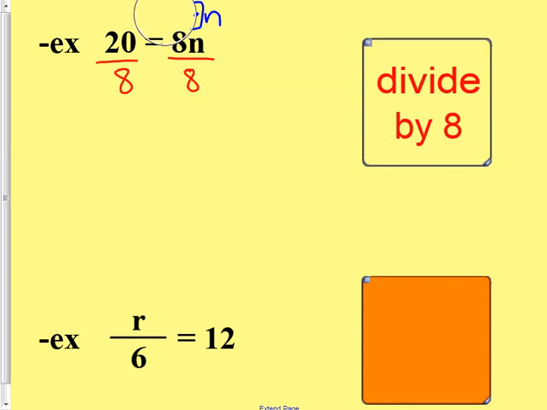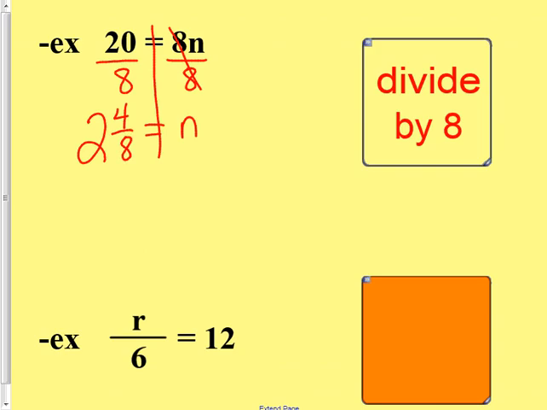When we do that, the times 8 and the divided by 8 cancel each other, leaving us with just n on the right-hand side of the equation. And on the left-hand side, 20 divided by 8. Well, look at that. That's really an improper fraction. 8 goes into 20 2 whole times with 4 left over. So we get 2 and 4/8, which can be simplified to 2.5. So our n is 2.5.